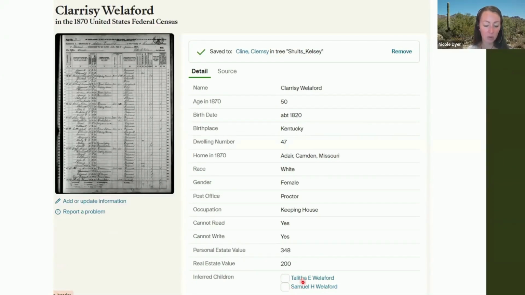But it did have Talitha E. Welaford and Samuel H. Welaford. Now we think Talitha E. Welaford is Isabella D. Weatherford, but Talitha and Isabella might have been interchangeable. But when looking at all the information, it seemed to match. The thing that made it really seem to match is that on the same page was her sister living down here. And that was a really important find that my mom made to make this all come together.